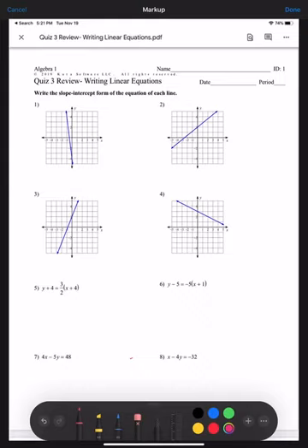Hey guys, so I'm just hopping on here to go over the questions on our quiz review. These are all questions that will show up on our quiz tomorrow and actually on our unit test coming up here in a few weeks.